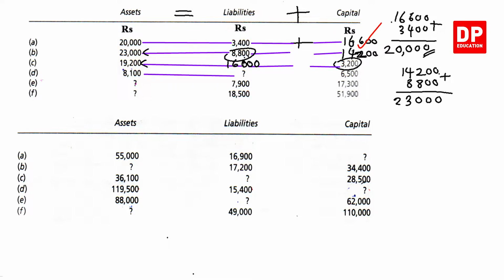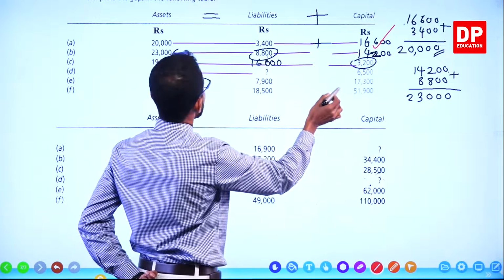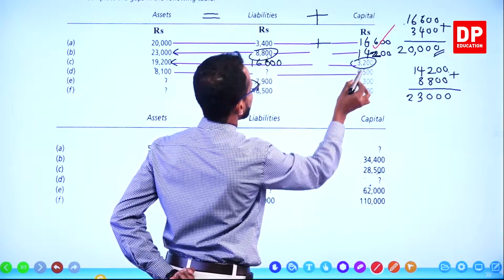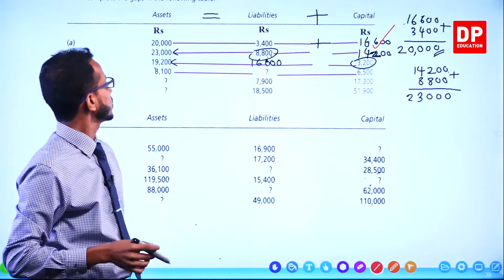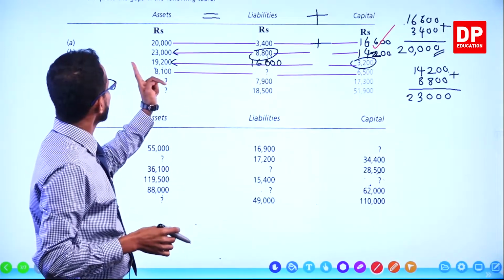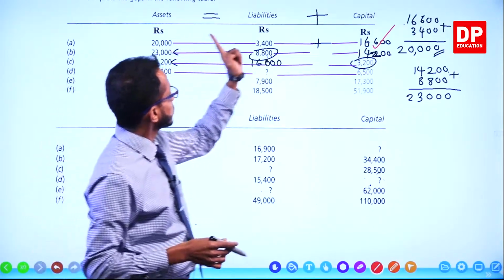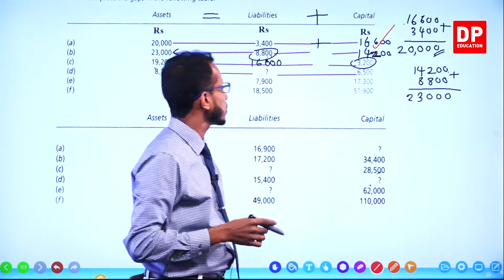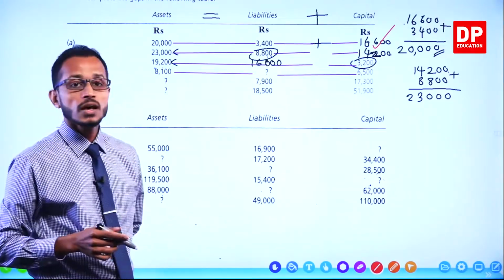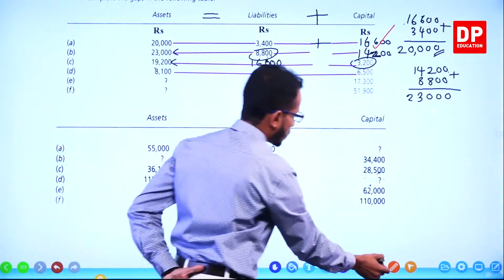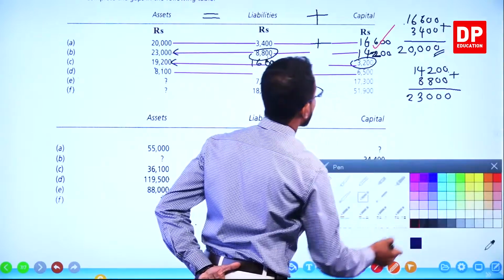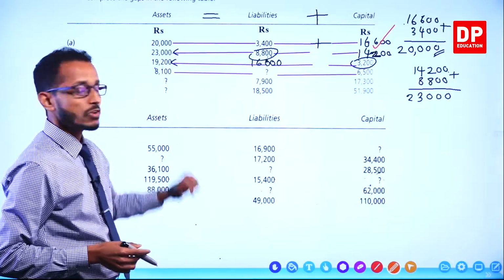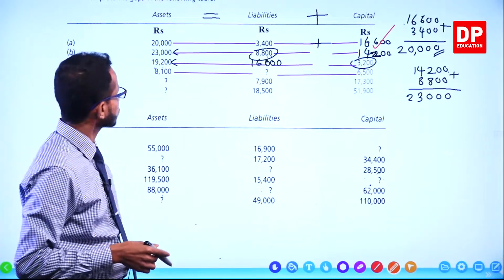Next one. 8,100 worth of assets are here. We don't know the liabilities, but capital we have 6,500. Out of the assets 8,100, 6,500 is invested by the owner, capital. So how much should be here? 8,100 minus 6,500.